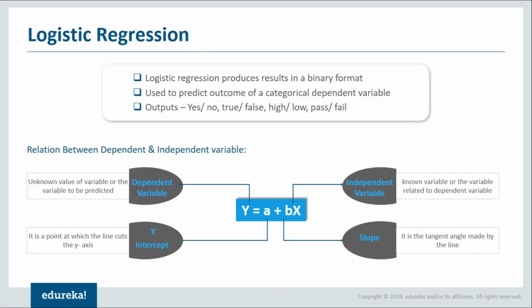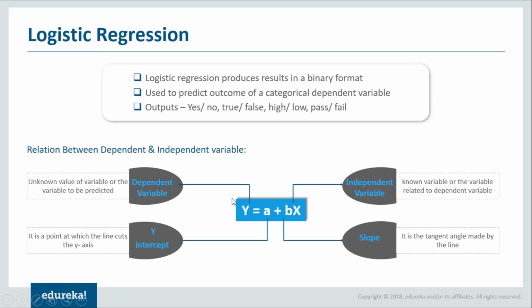So we have already established this fact that the outputs would be yes or no. It can be true, false, high, low, pass and fail, and all these things. So basically it should be categorical. It should be only either yes or no. Therefore it predicts the outcome of a categorical dependent variable.